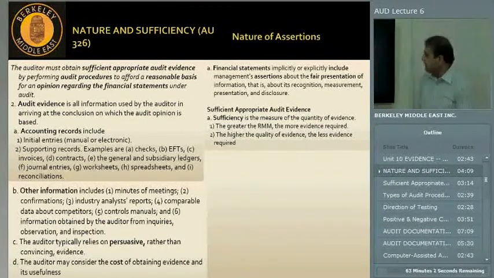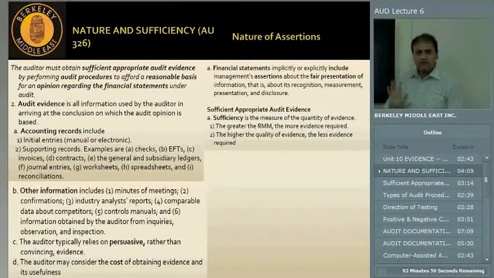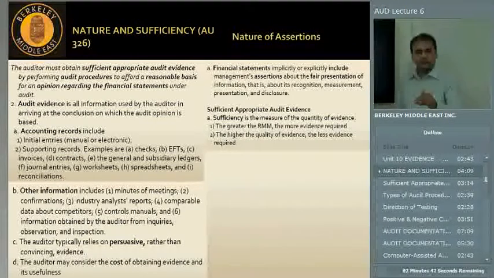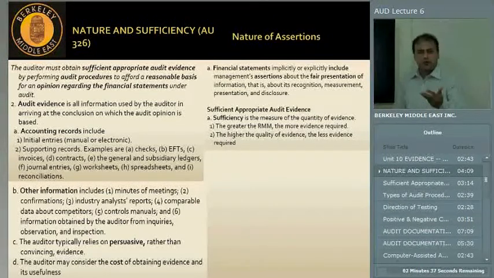Financial statements implicitly or explicitly include management assertions about the fair presentation of the information. Now we will discuss the assertions. What are the assertions? There are typical assertions that we are going to discuss in this chapter, and in later units we will keep applying them. For example, completeness, accuracy, valuation, measurement, disclosure, and cut-off. These are typical financial assertions that we have to see. If it is a liability, what would be the financial assertion we have to check.